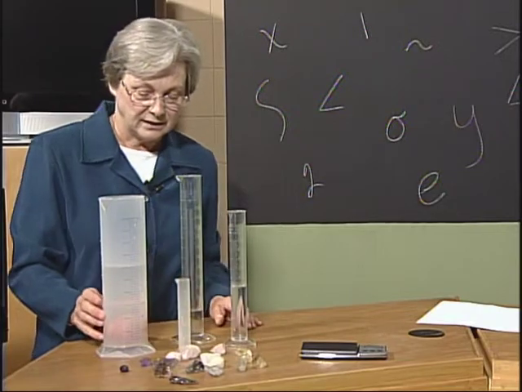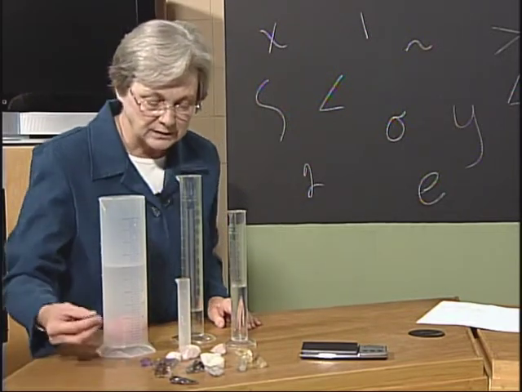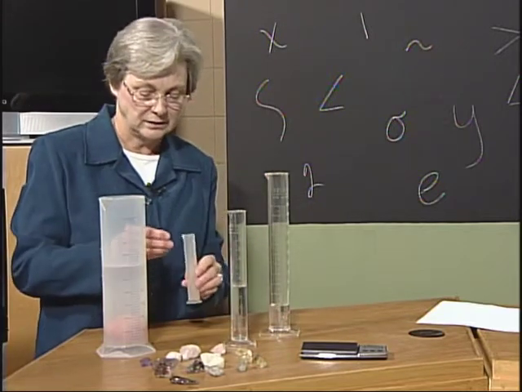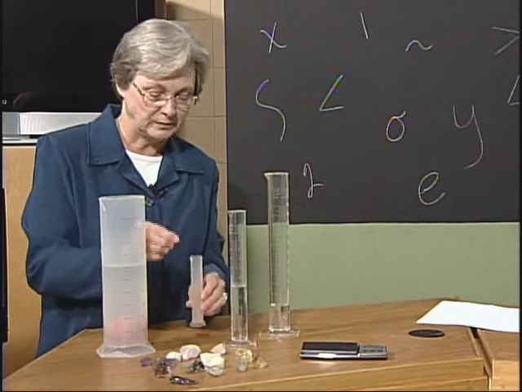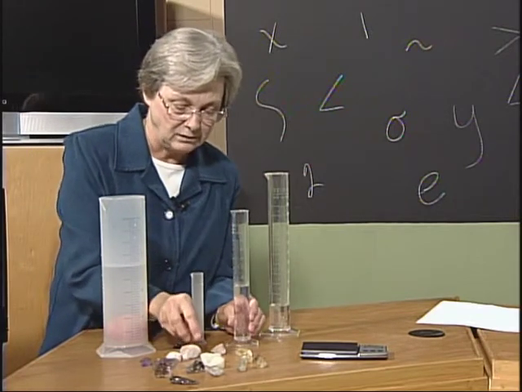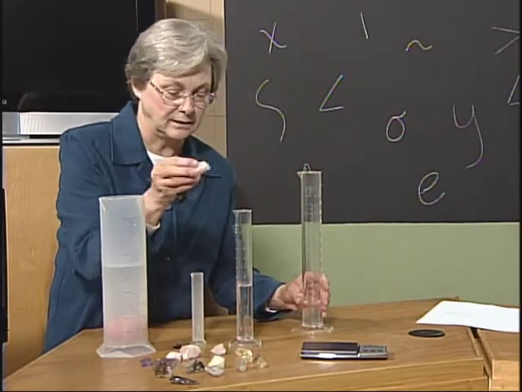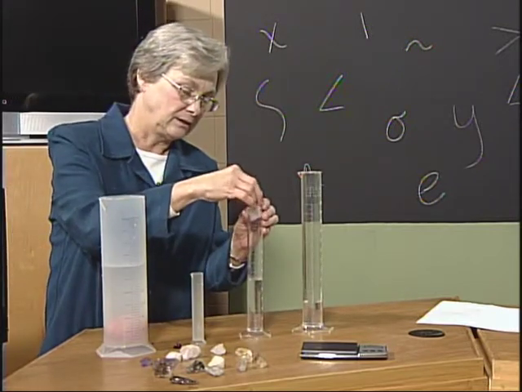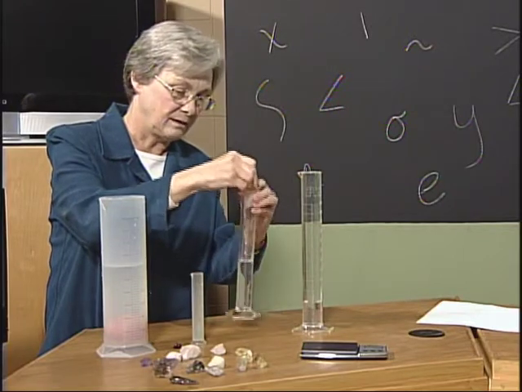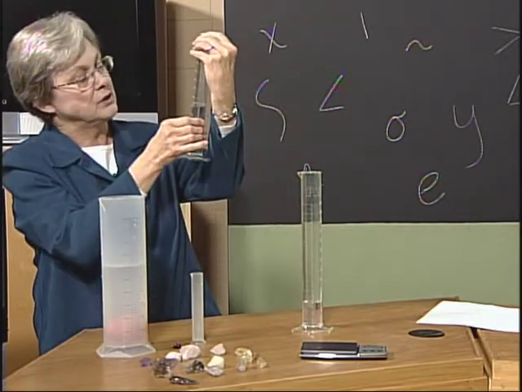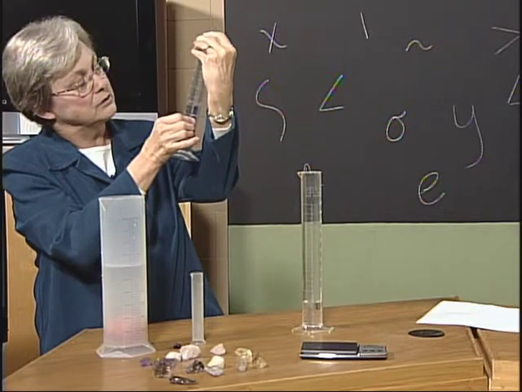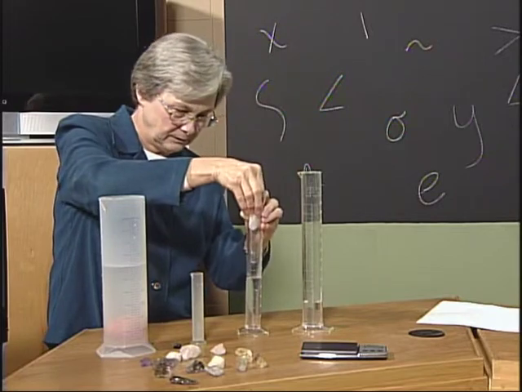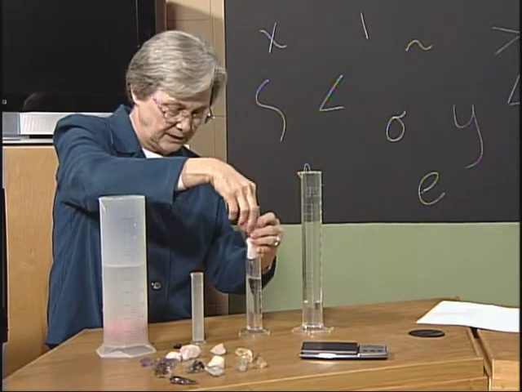Now I can get the volume of the smaller ones by using the smaller graduated cylinders. So I might use this one to measure that smallest one. On one like this, I could probably use this 100 milliliter one. And right now I've got it so that it is up to 50 milliliters. So I'm going to see if that'll drop in there. May get stuck. Yeah, that one gets stuck.